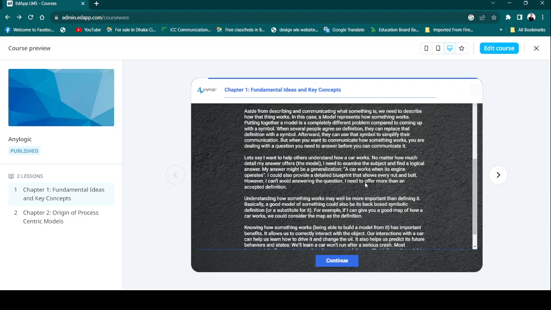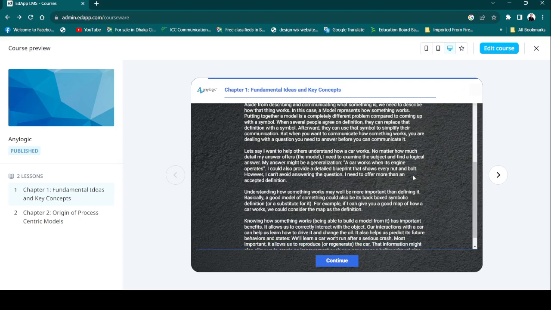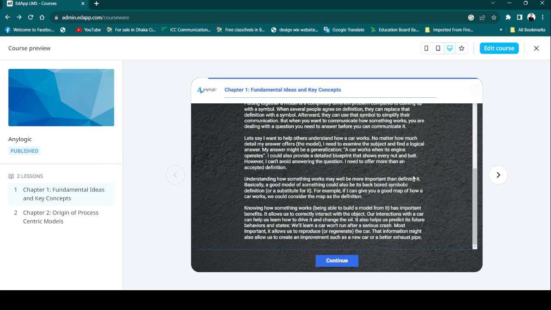But when you want to communicate how something works, you are dealing with a question you need to answer before you can communicate it. Let's say I want to help others understand how a car works. No matter how much detail my answer offers, I need to examine the subject and find a logical answer. My answer might be a generalization, that is, a car works when its engine operates. I could also provide a detailed blueprint that shows every nut and bolt. However, I can't avoid answering the question. I need to offer more than an accepted definition.